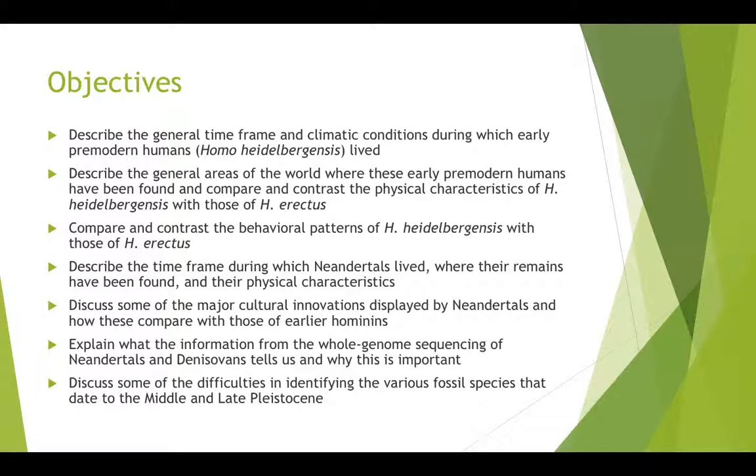to describe the time frame during which Neanderthals lived, where their remains have been found, and their overall physical characteristics; to discuss some of the major cultural innovations displayed by Neanderthals and how these compare with those of earlier hominins; to explain what the information from the whole genome sequencing of Neanderthals and Denisovans tells us and why this is important; and to discuss some of the difficulties in trying to identify the various fossil species that date to the Middle and Late Pleistocene, specifically looking at this species level designation.